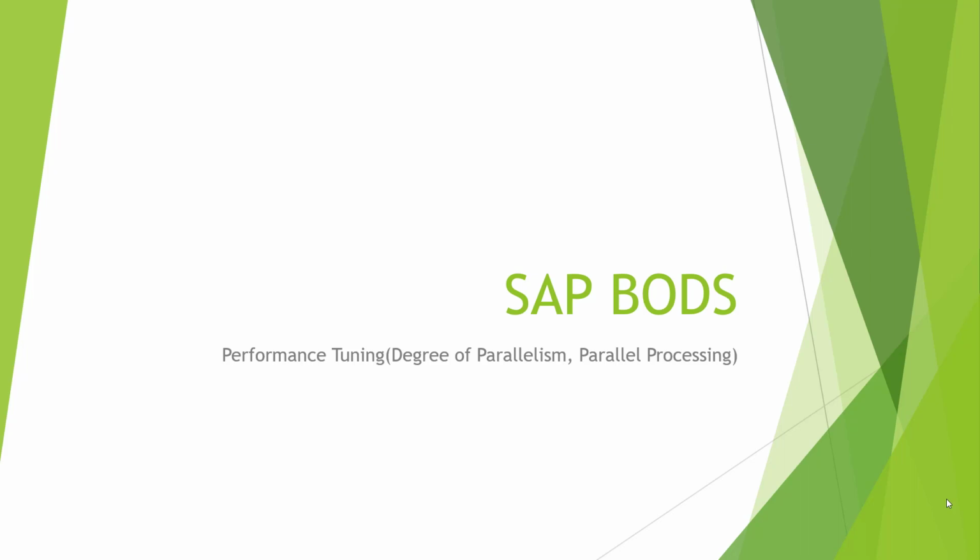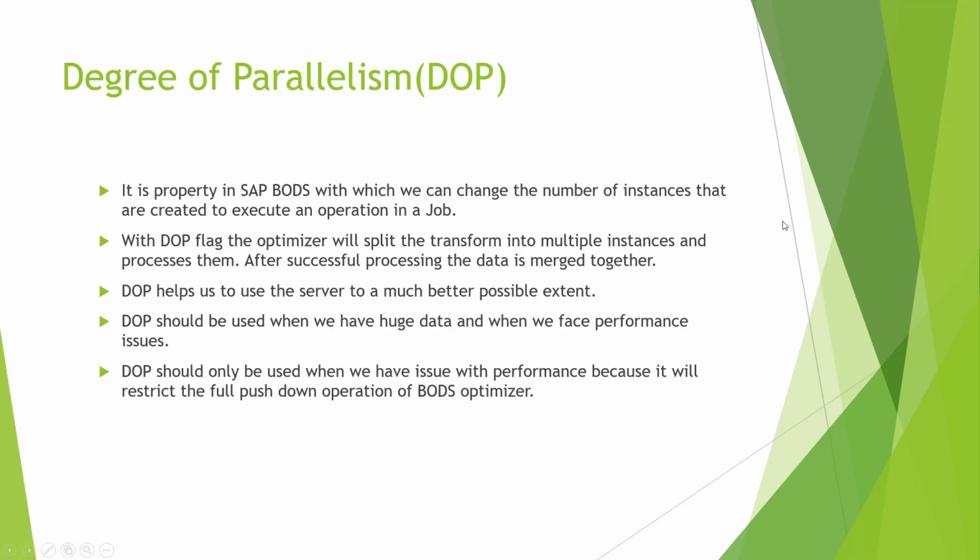In this tutorial, we'll be discussing the degree of parallelism and parallel processing. So what exactly is degree of parallelism? It's a property in SAP BODS with which we can change the number of instances that are created to execute an operation in a job.